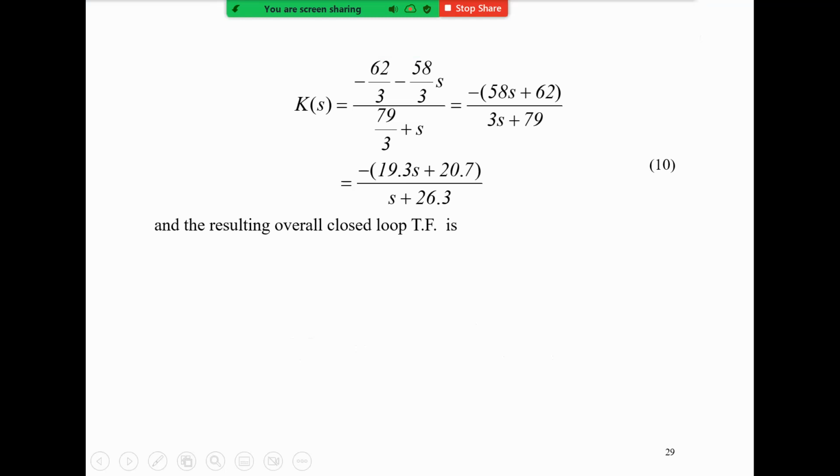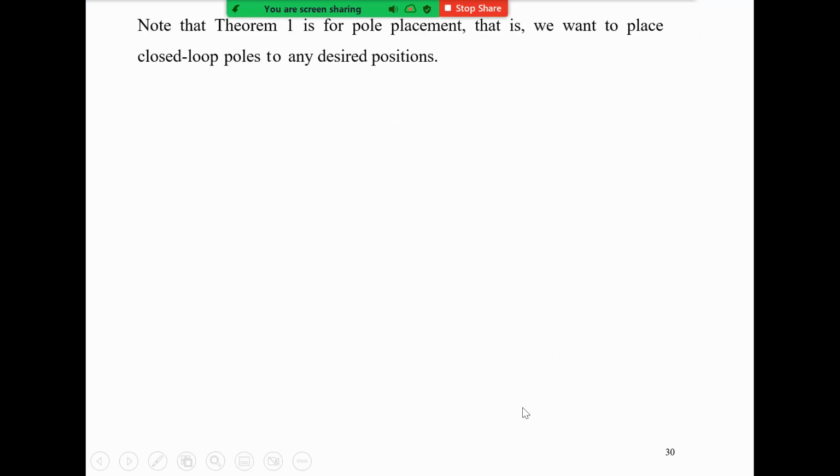And then we can compute what the overall closed loop transfer function is. You can say that certainly this one will match the desired polynomial, that will match the desired poles. We note that this is for the pole placement, that we want to place the poles at any desired position.